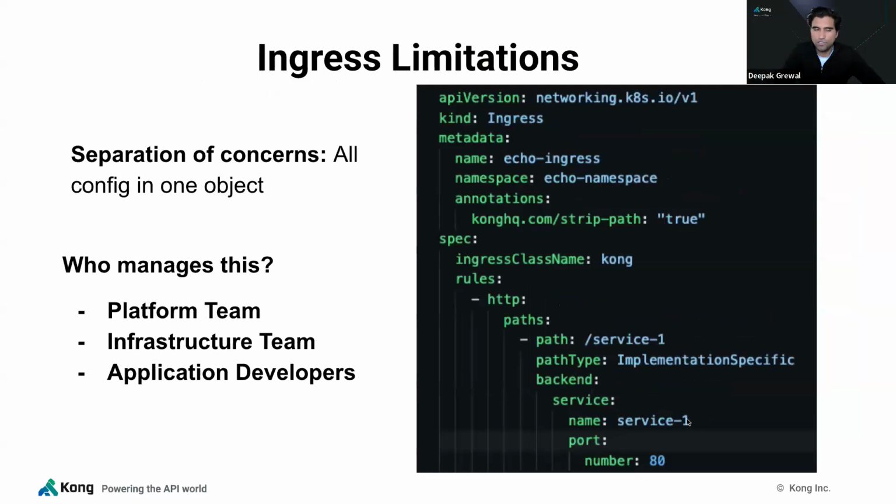But there are some limitations to this Ingress. And the first one is who manages this Ingress resource. If you think about it, there is a platform team or an infrastructure team that deploys and manages Kubernetes clusters, and could manage gateways that are being deployed on them, like Kong. And then there are application developers who are deploying their services within those clusters. But this Ingress resource is all of these objects in one file. So it becomes a bit of a challenge on who manages this.